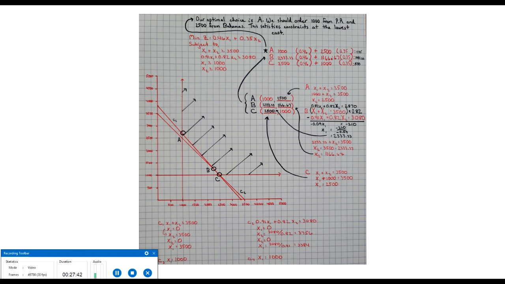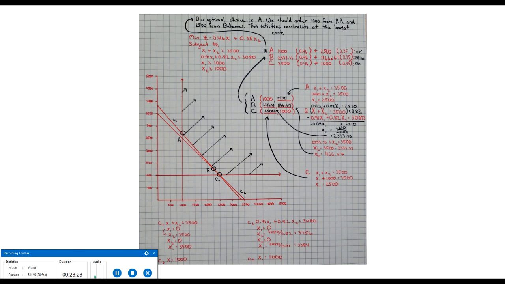If we order 1,000 units from Puerto Rico and 2,500 units from the Bahamas, point A, our cost will be $1,335. If we order 2,333.33 shirts from Puerto Rico and 1,166.67 shirts from the Bahamas, our cost will be $1,481.66. And if we order 2,500 shirts from Puerto Rico and 1,000 shirts from the Bahamas, our cost will be $1,500. A is the correct choice because it minimizes costs.